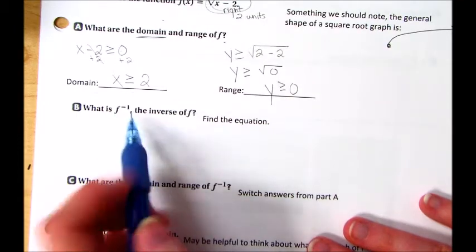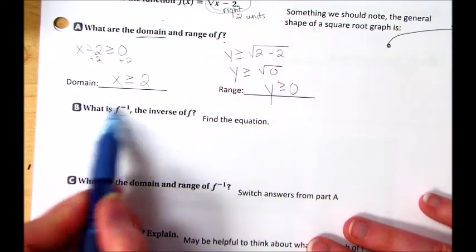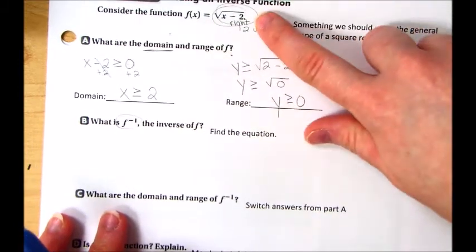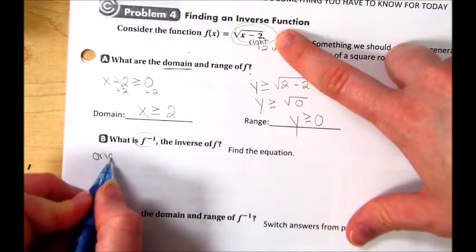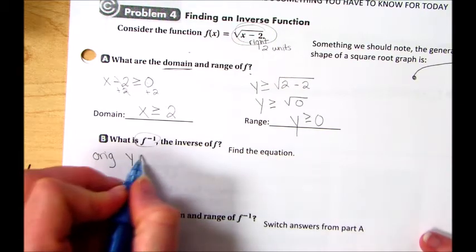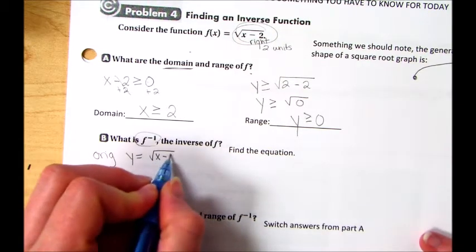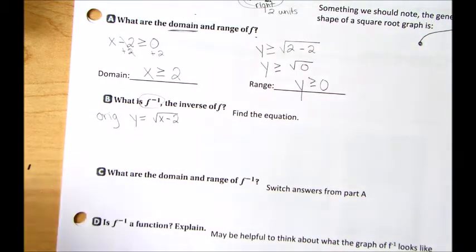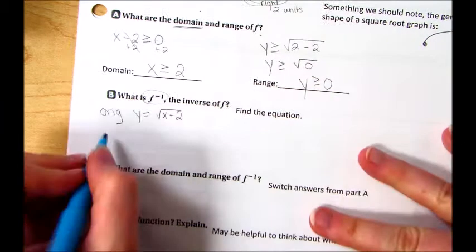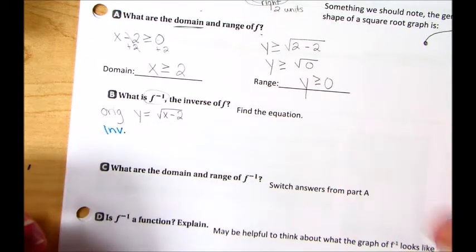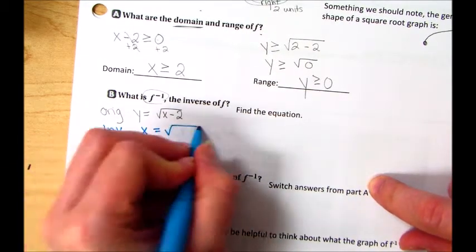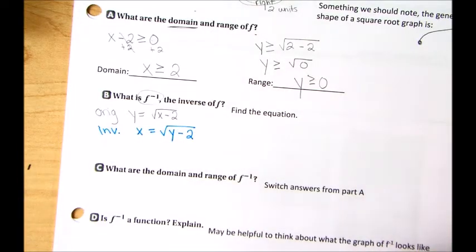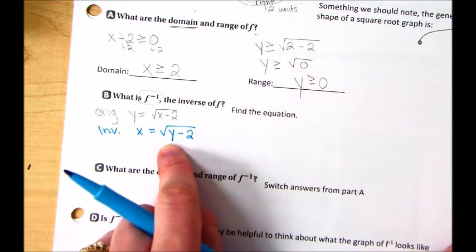What is the inverse of the original? See that f-1? That means inverse. Find the equation. So we are going to rewrite the original. Everybody write original and do y equals square root of x minus 2. Now let's do the inverse. Yesterday I did this with a blue marker for you, so I'll do it in a blue marker today. Inverse. X equals square root of y minus 2. Do you see how I switched the x and the y? Now I need to solve for y.